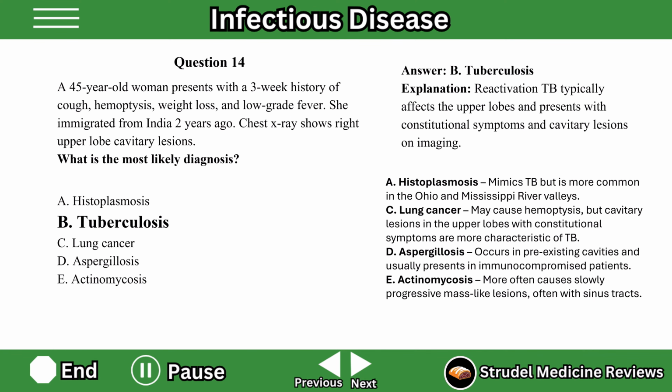Lung cancer can cause hemoptysis, but the cavitary lesions are more consistent with TB along with the constitutional symptoms. Aspergillosis can occur in pre-existing cavities of TB. Actually, that's very high yield to know. So if a patient previously had an abscess or TB, they can be more at risk for aspergillosis in the future. Actinomycosis typically affects the sinus tract and doesn't really present with all these constitutional symptoms and fever. And again, Occam's razor, the simplest answer is the most likely, which is TB in this case.